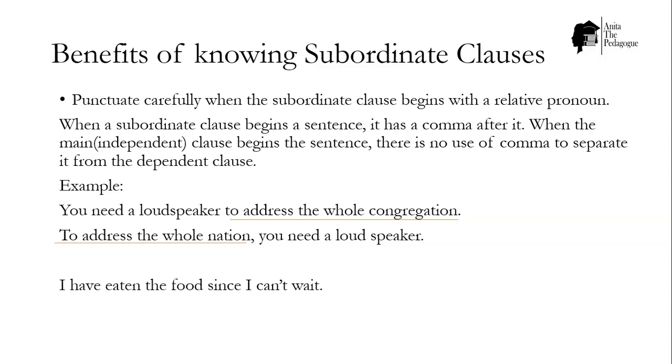I have eaten the food since I can't wait. We have two clauses here. I have eaten the food, our independent clause, and "since I can't wait" being our subordinate clause, because again it begins with a subordinator, "since." Now if we flip it so that our subordinate clause begins it, then we would be required to bring a comma. So, since I can't wait, comma, I have eaten the food.